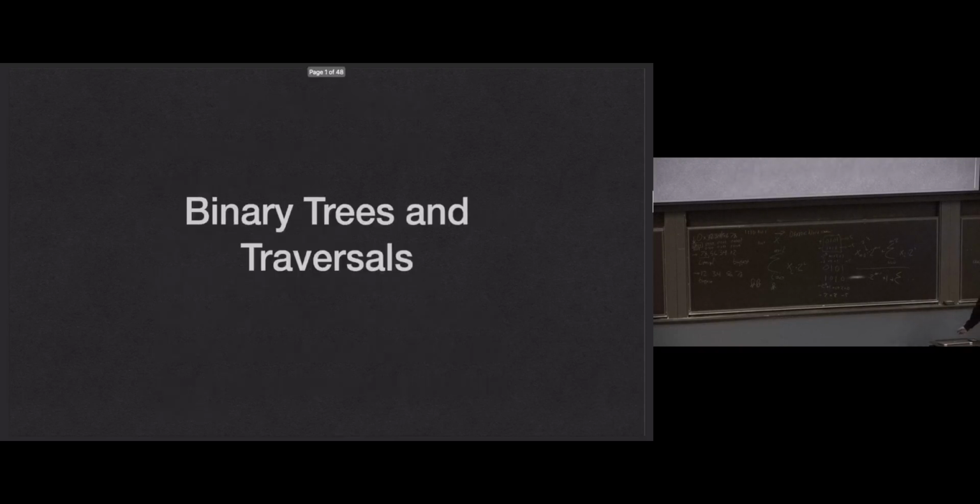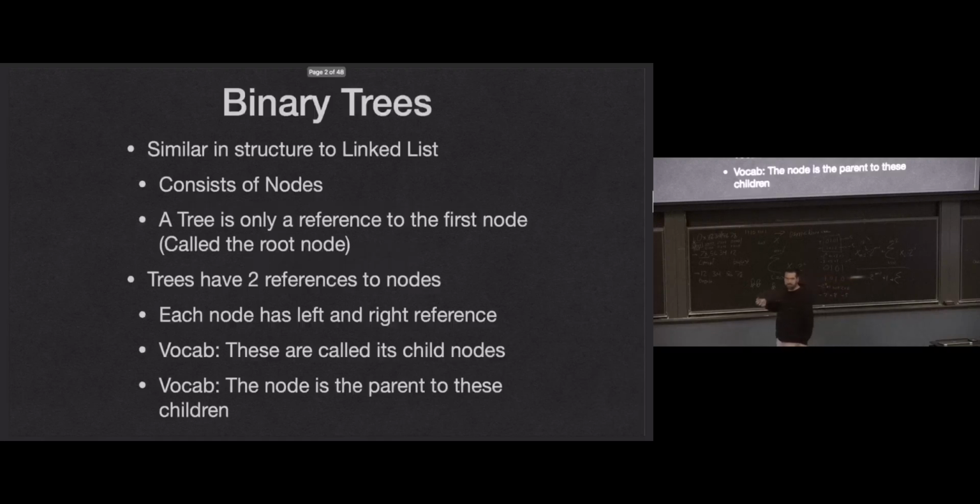Okay, binary trees and traversals. So let's talk about our next data structure, the binary tree. So binary trees are similar to linked lists. With linked lists, we had a node-based data structure that had the value at that node and a reference to the next node in the list. And the next node had a reference to its next node, and we linked these nodes together until next was null. That's how we knew we were at the end of the list.